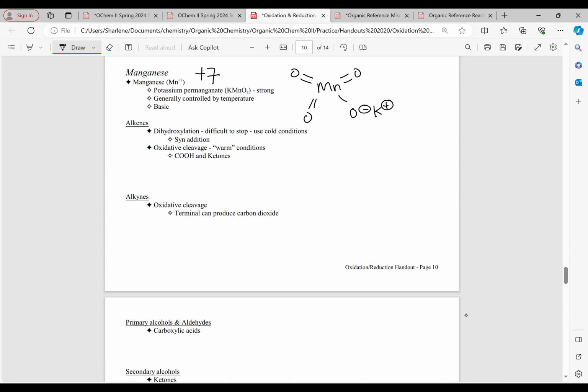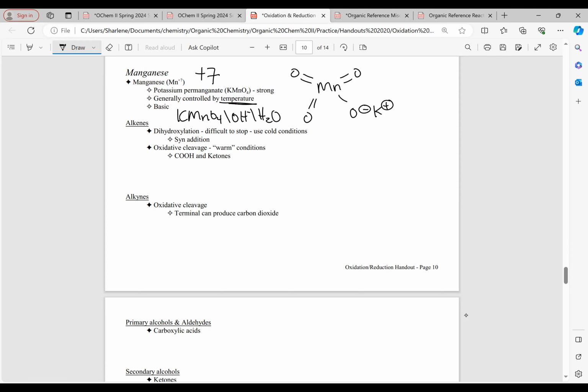We usually control it with some kind of temperature. Now, I say that tongue in cheek because really it is hard to control things with just temperature, but on paper it looks great. And it's generally done under basic conditions. So KMnO4, OH, might put some water right there. That will be something very typical that you see. Now, KMnO4 will just oxidize until it cannot oxidize any further. And that's the reason that we pretend to control it with any kind of temperature.